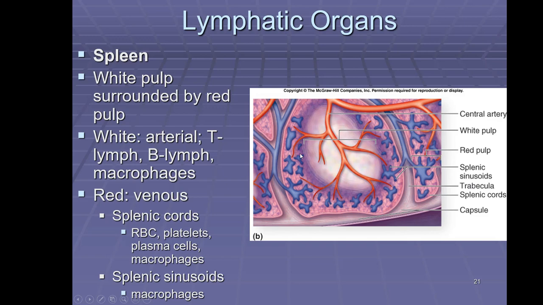And the big thing is the spleen is filtering the blood. This is different from lymph nodes. Lymph nodes are filtering the lymph, whereas the spleen is actually filtering the blood. But similar to a lymph node, it has all these lymphatic cells in it.